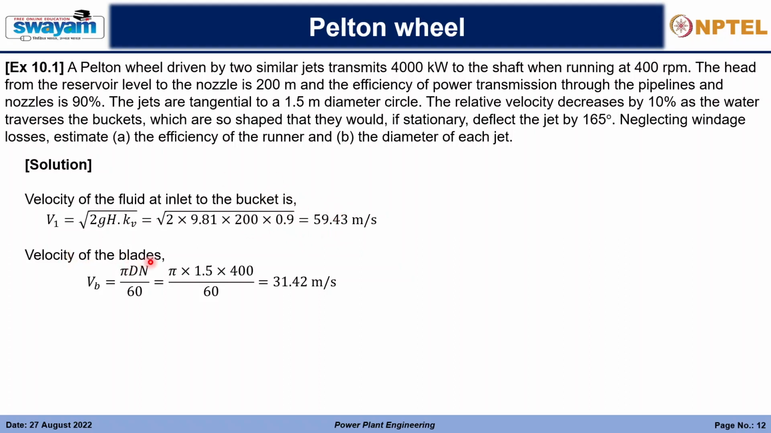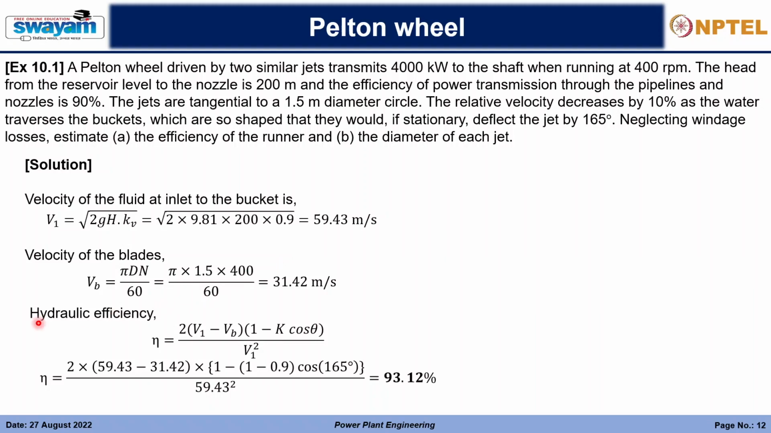Then the velocity of blades: the RPM is given, the diameter of the wheel is given, so accordingly we can calculate the velocity of the blades. Then the hydraulic efficiency can be calculated as derived before. Again, there is a VB that is missing out here, so please consider it. Including the VB, this whole expression will give us the hydraulic efficiency of 93.12%.